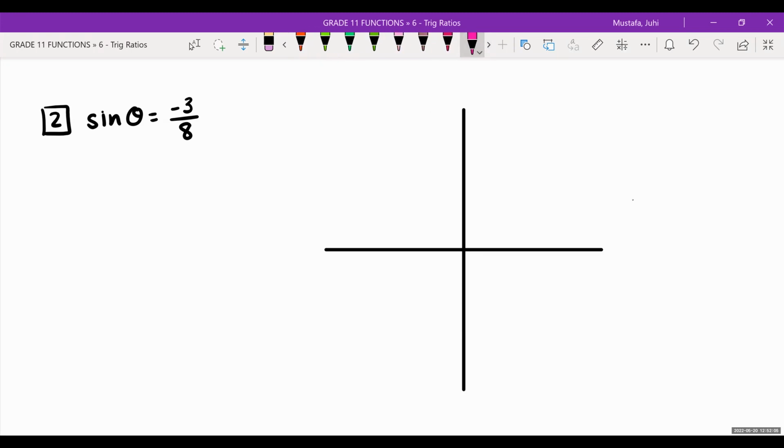So what we can do first is what we're kind of used to doing, which is let's figure out what beta is. We're going to leave sine as sine. We're going to change theta into beta, and we're going to make it into positive 3/8. And then we're going to use our calculator and just go sine inverse 3 divided by 8, which gives us 22 degrees.